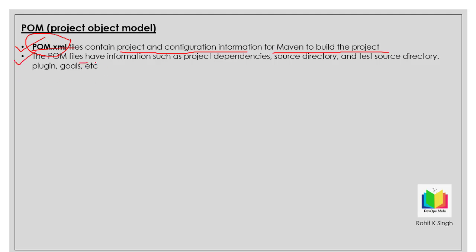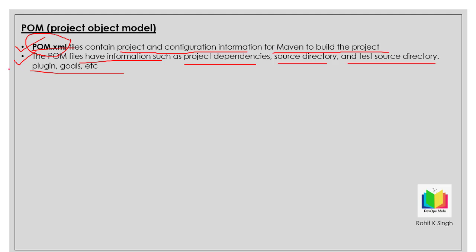Now the POM file has information such as project dependencies, source directory, test source directory, plugins, goals, etc. Plugins such as, if you want code coverage, you will require a Jacoco plugin for that. For Java you will need Jacoco, so that plugin will be added in your POM file. Suppose you need to run unit test cases, then you will have the JUnit plugin over here. Similarly, whatever additional things you want to do, everything will be there in your pom.xml file itself, and based on that file your build and everything will happen.